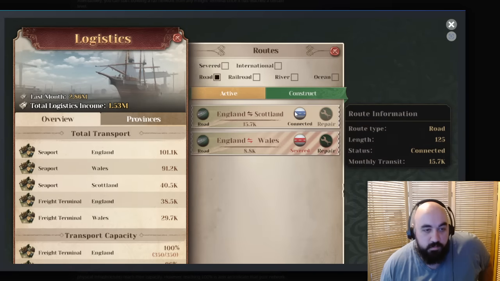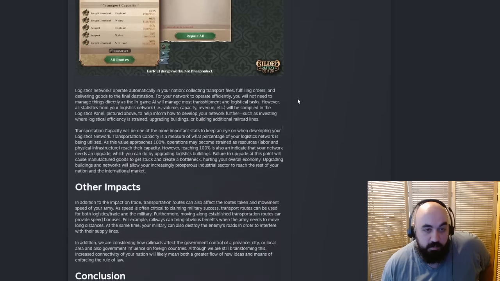Okay. We see a logistics screen, which is showing various seaports, it looks like. I guess the total amount of freight that is going through them. And total logistics income is an interesting one. I guess the state will be getting paid because the state is building the freight stuff.